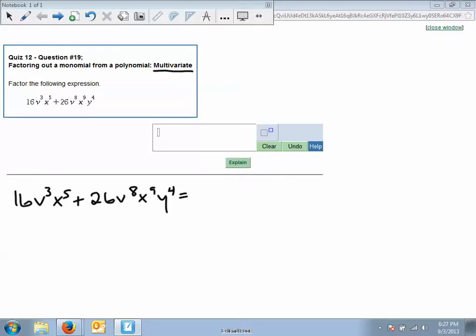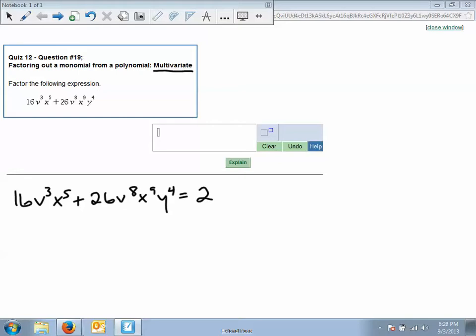So first thing we're going to do is look at the numbers. Looking at the coefficients here, we have 16 and we have 26. So the biggest number that we can divide out of 16 and 26 would be a 2. So we're going to take a 2 out of both of those numbers. The next thing we need to look for is the letters. So we look at the v's.